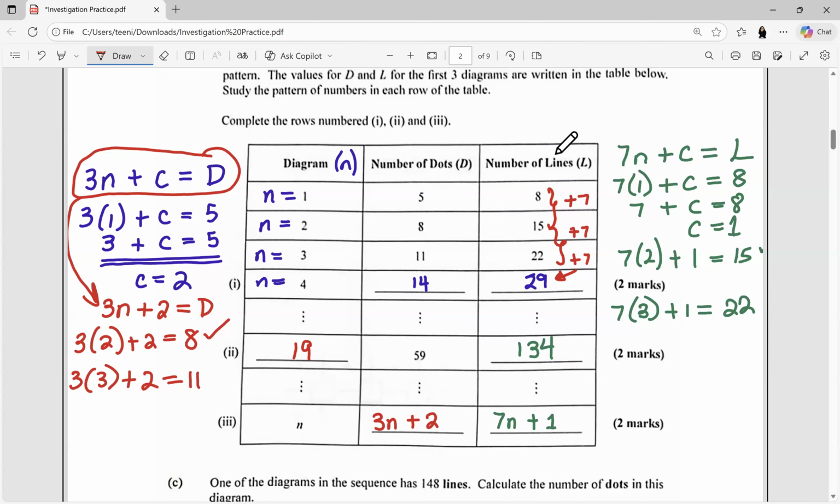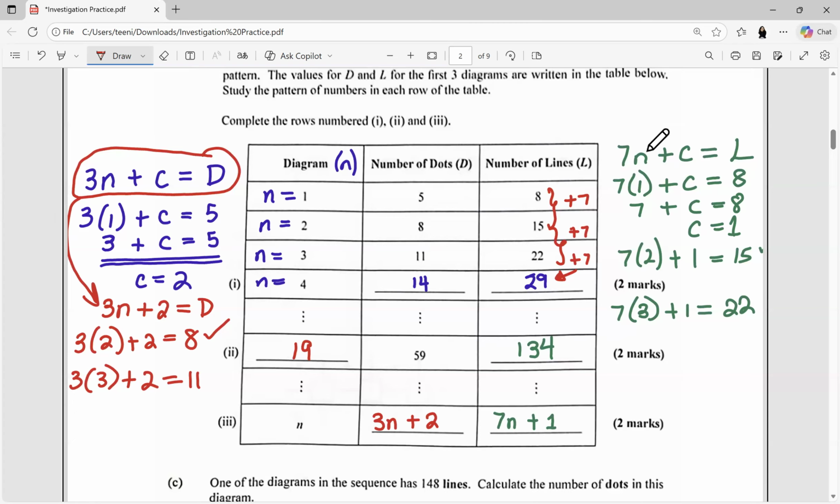Similarly, for the number of lines, I look at the common difference, which I've established is 7, and then I come up with an equation. It's going to be some linear equation. Most times you need to assume that it's a linear equation. Sometimes it could be a quadratic, sometimes it could be like n squared or n squared plus 1 or something like that. But in this case, most times assume that it's a linear equation to begin with, right?